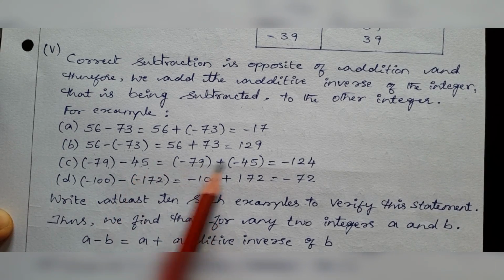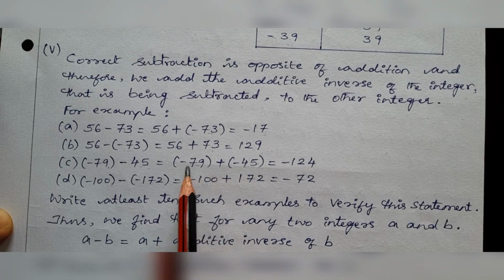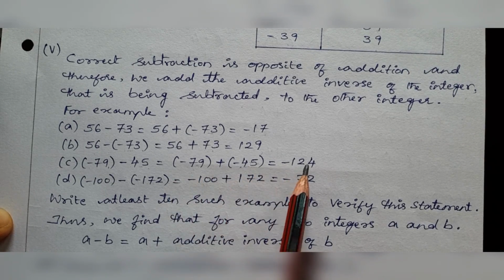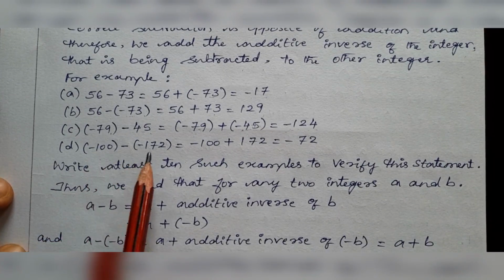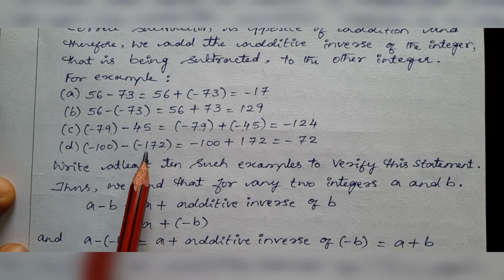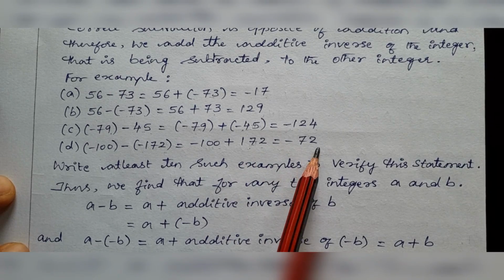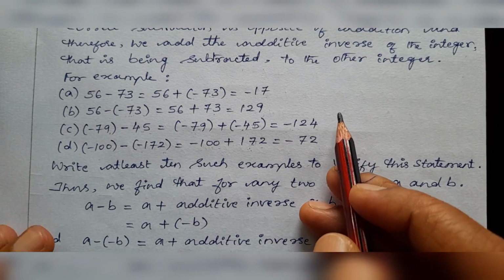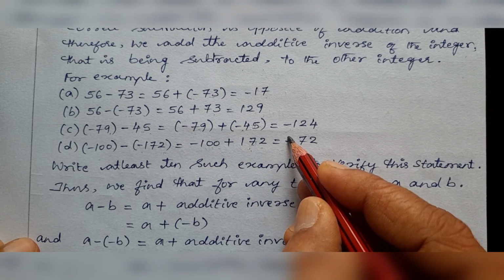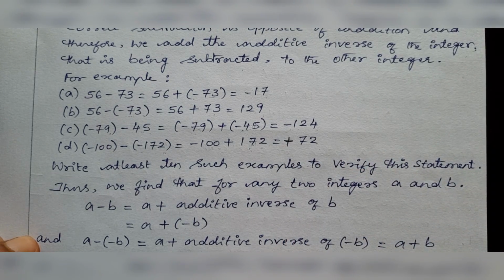Next, minus 79 minus 45. Additive inverse of 45 is minus 45. So add these two integers, because both the integers have the same sign. So we have to add. We get 124, put the negative sign here, the sign of the bigger integer. Minus 100 minus of minus 172, additive inverse of minus 172 is plus 172. Take the difference of these two integers, so we'll get 72. Bigger integer is this one, that sign is positive. So here positive sign, plus 72. Make a correction. In your textbook it says minus 72, change it to plus 72.